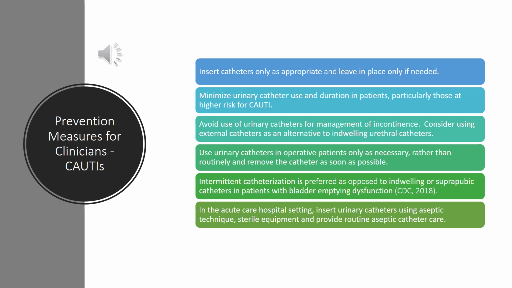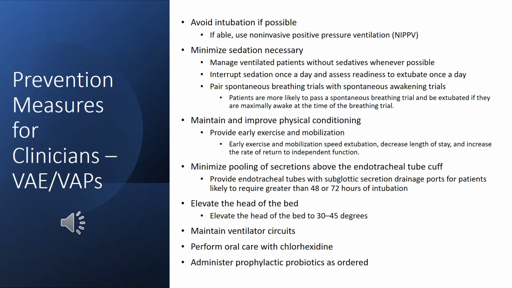Use urinary catheters in operative patients only as necessary, rather than routinely, and remove the catheter as soon as possible. Intermittent catheterization is preferred as opposed to indwelling or suprapubic catheters in patients with bladder emptying dysfunction. In the acute care hospital setting, insert urinary catheters using aseptic technique, sterile equipment, and provide routine aseptic catheter care.